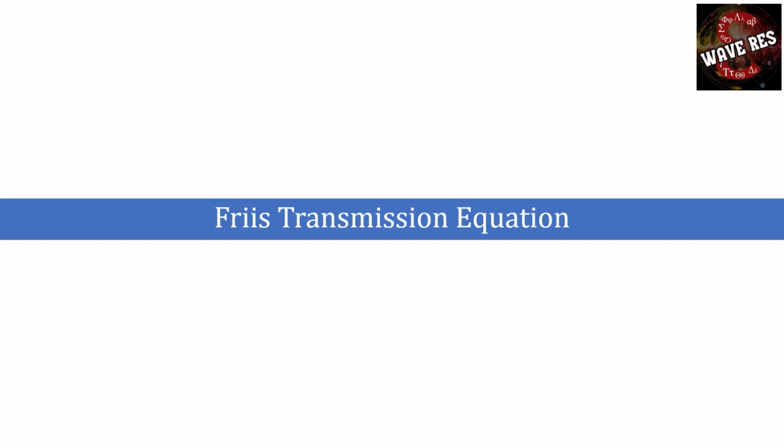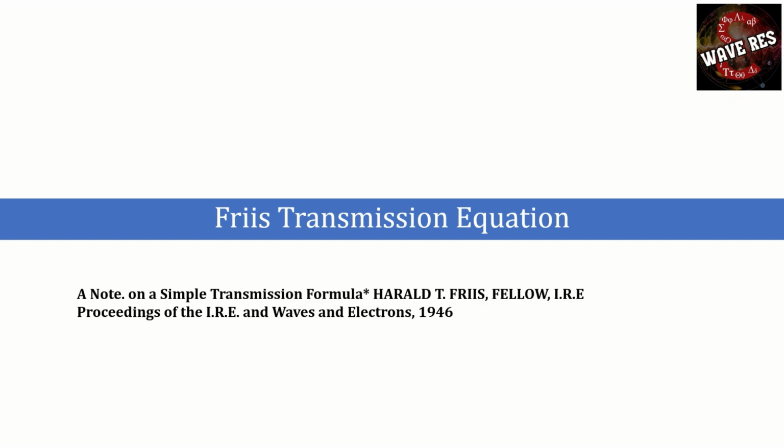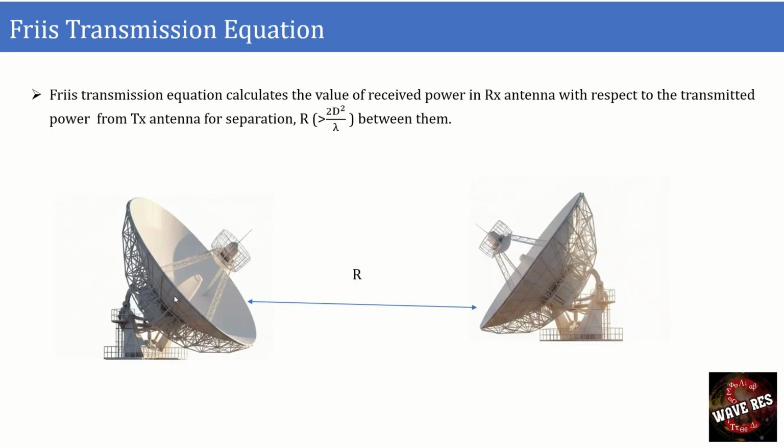In this video, we are going to explore what is meant by the Friis Transmission Equation. This is one of the important factors when we are considering a two-antenna communication system. It was first proposed by Harald T. Friis in the paper "A Note on a Simple Transmission Formula" in the Proceedings of the IRE and Waves and Electrons in 1946.